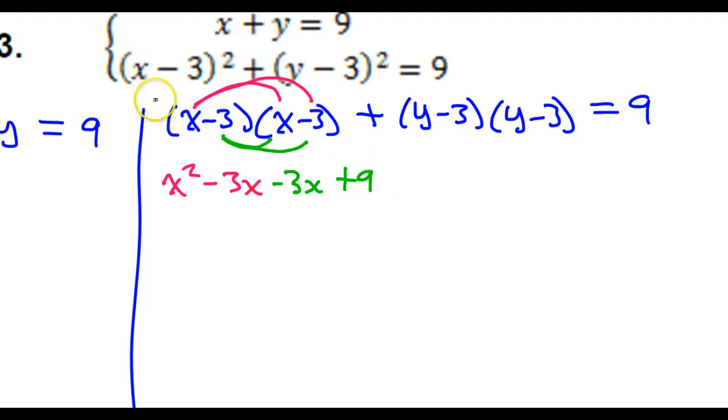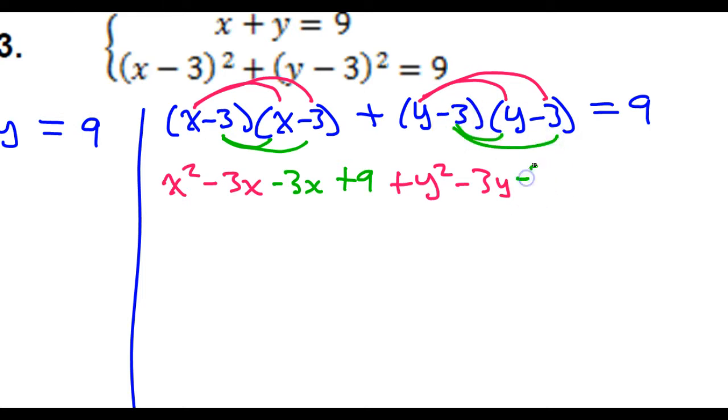And I'm going to do the same thing with the y's. So first I distribute the y. So y times y is y squared. y times negative 3 is negative 3y. And then I will distribute the negative 3. Negative 3 times y is negative 3y. Negative 3 times negative 3 is positive 9. And this is all equal to 9.